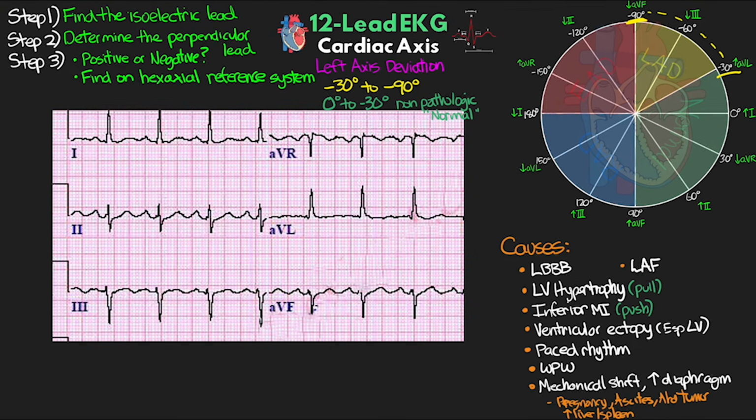For our next example here, let's go ahead and go through our steps. So step 1, here in this EKG, we can see that lead 2 is our isoelectric lead here. Moving on to step 2, from here, we're either going to be referencing, again, that hexaxial chart, or from our memory, we know the perpendicular lead to lead 2 is directly across here with AVL. And then for step 3, if we look at AVL, we see that this is positive, so we then go to our hexaxial chart. Positive AVL puts us at negative 30 degrees, which falls into the pathologic left axis deviation category, although just barely in this example.